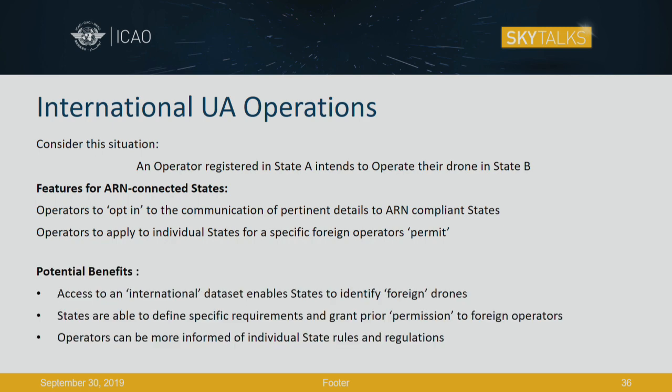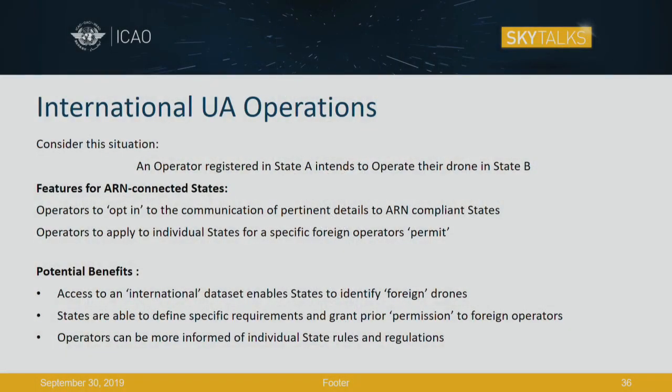The benefits that we see here is that it provides those connected states with access to what we might call an international data set. So they would be able to identify foreign registered drones. Of course, right now, if they identify a drone, they detect it using a unique ID, and they look it up in their own state registry, it's not going to be there because it's registered somewhere else. If they're connected to the ARN, they would see right away that it's registered in a different state, and they'd also see what state it was from. States might also be able to define specific requirements, as I said, in the form of this permit.